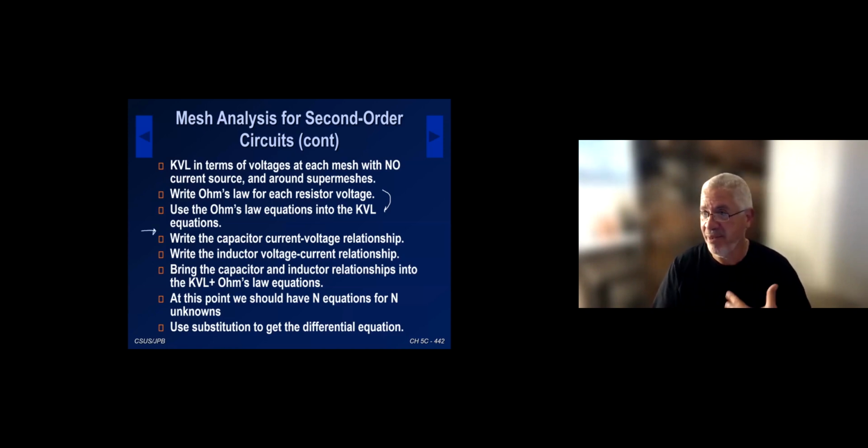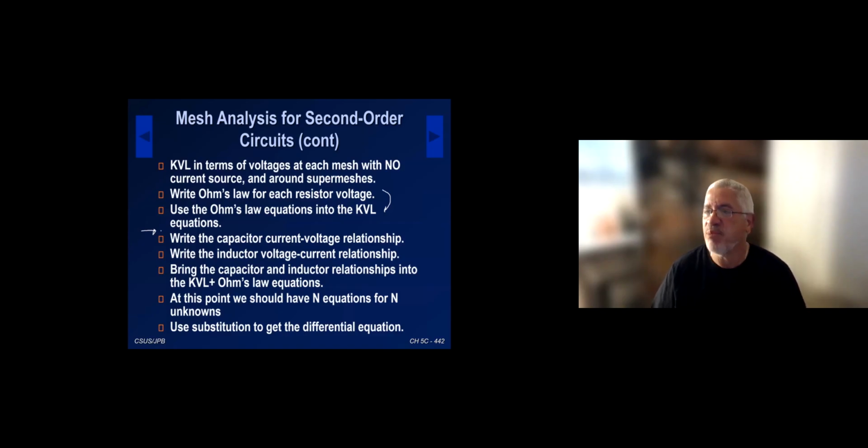Then step aside, write the capacitor current-voltage relationship in terms of the labels that you have on your circuit. Do the same thing for the inductor voltage-current relationship. And then at this point, you bring this relationship for the capacitor and the inductor into the KVL plus Ohm's law equations that you have.